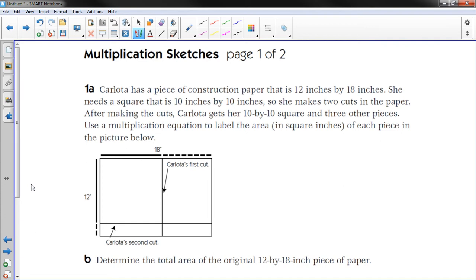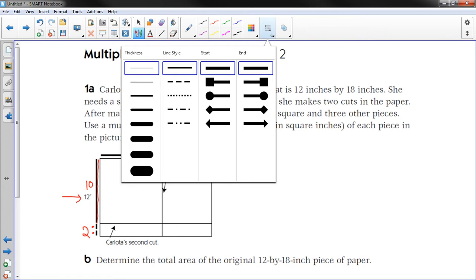So we have this picture here. I know that this is 18 inches, that this is 10, and there's 8 of these little dashes. And over here on the left side, I know that this 12 can be broken up into 10, because this rod represents the 10, and then there's 2 dashes here. That's 2. So inside, we kind of have an area problem.